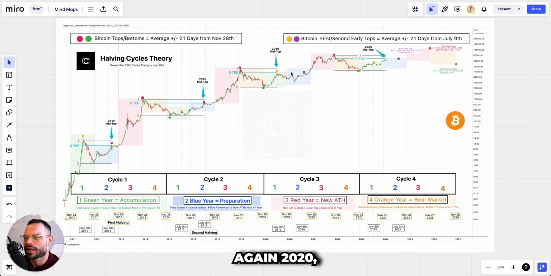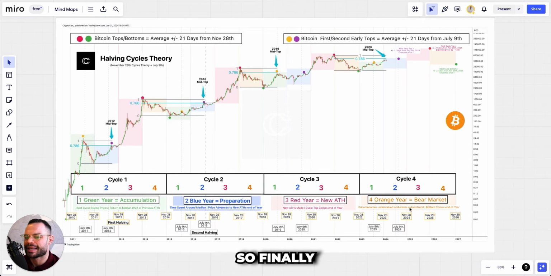Again, 2020, the year of preparation, before the 2021 red year, the new all-time high bull market. And once again, this blue year that we've just begun this year with 2024 is the year of the halving again, before the all-time high predicted towards the end of 2025 for that bull market.